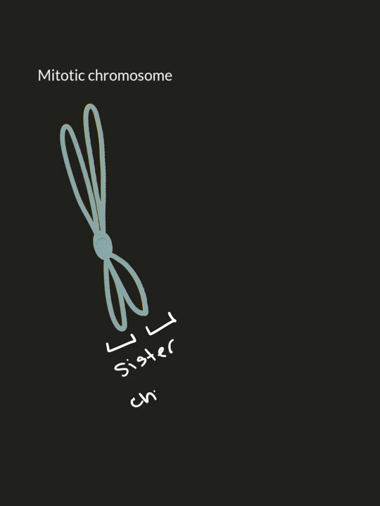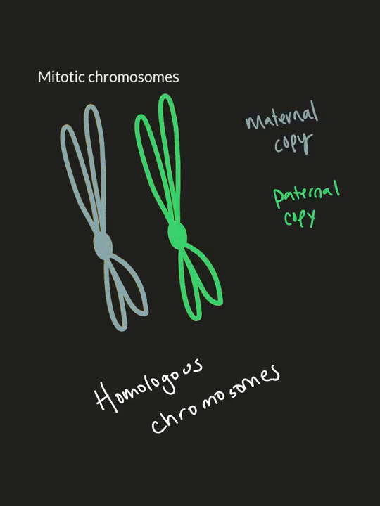We call these sister chromatids, even though this is one chromosome, because each arm of this chromosome, this little sister chromatid, is the product of cell division. And what that means is that these two sister chromatids are identical in genetic sequence to one another, barring any spontaneous mutations that might have occurred during cell division.